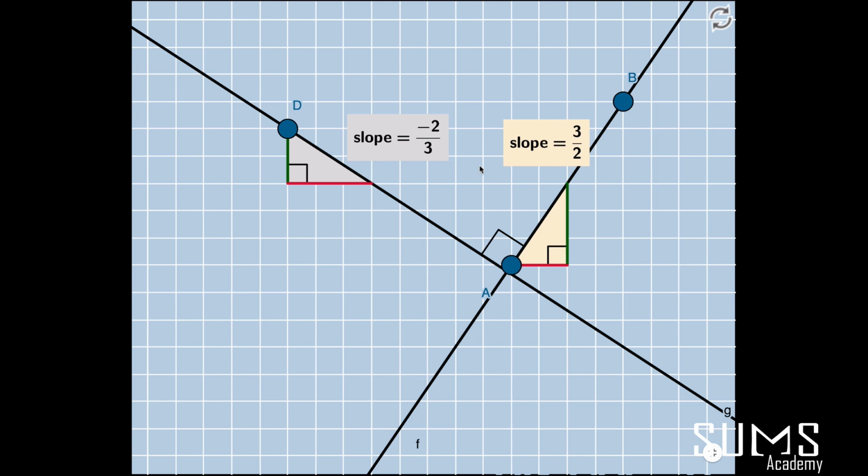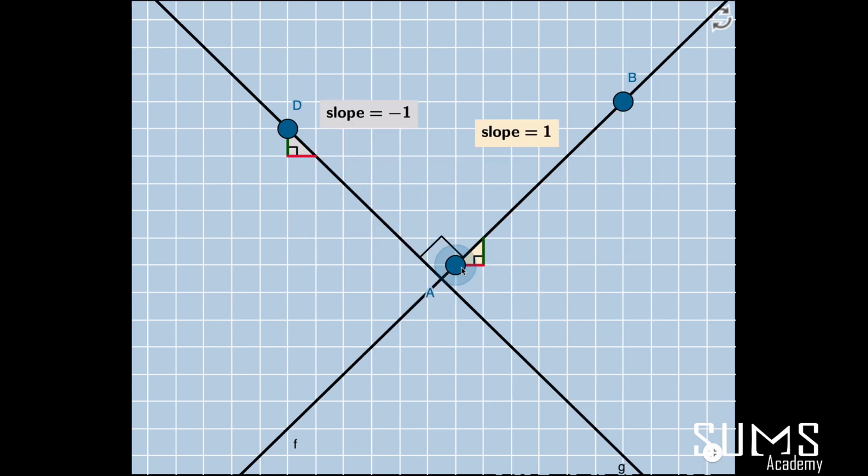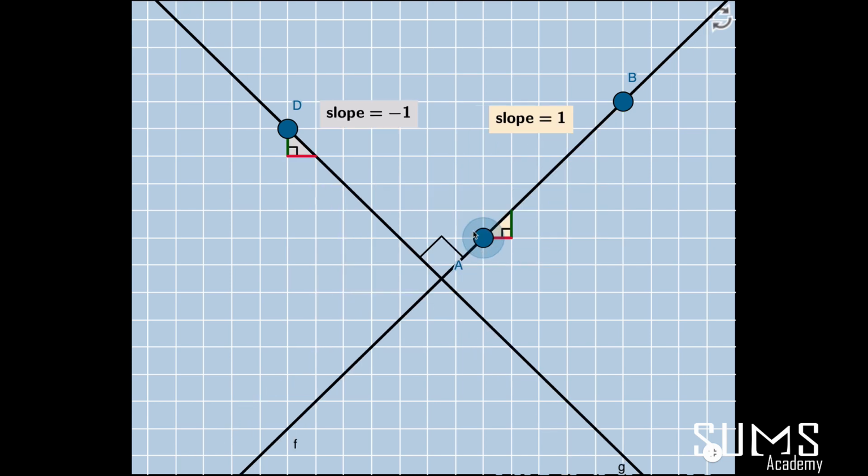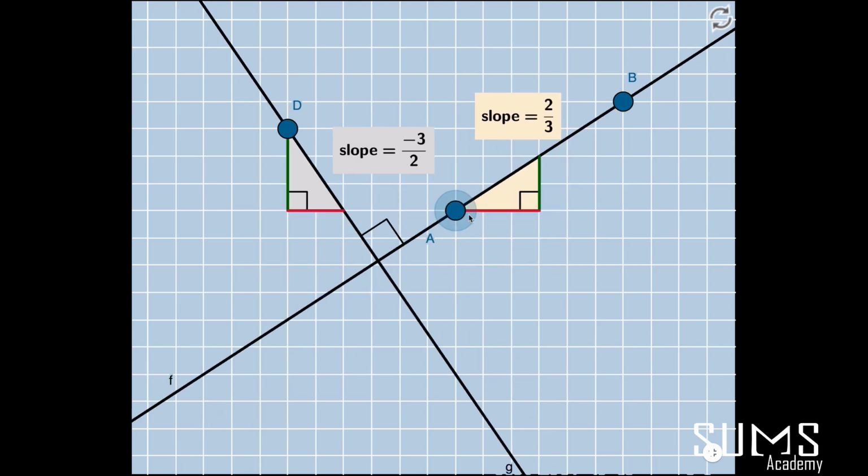What we're going to see now is if we change the values of the slope, but keep this constant relationship of the lines being at right angles, you'll be able to see a relationship between the two. So we've now changed the slopes to 6 over 7 and minus 7 over 6. And what you might start noticing, I'll change it to minus 3 over 2 or 2 over 3, is that the slope of one is always the same as the slope of the other, except it's been flipped over and the sign has been changed.